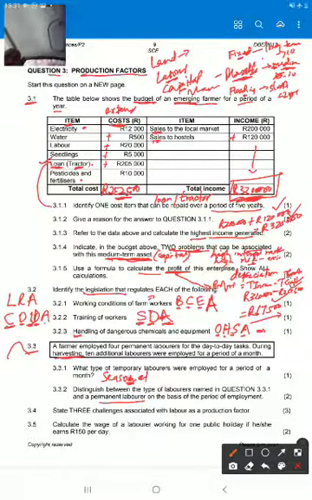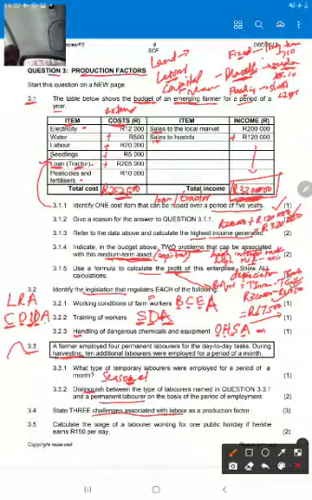Because the question says distinguish, make sure that you convince the examiner that you know the difference between the two. And the one that they have not asked, casual laborers, are those employed on contract for less than 24 hours per month. They work for less than 24 hours a month.